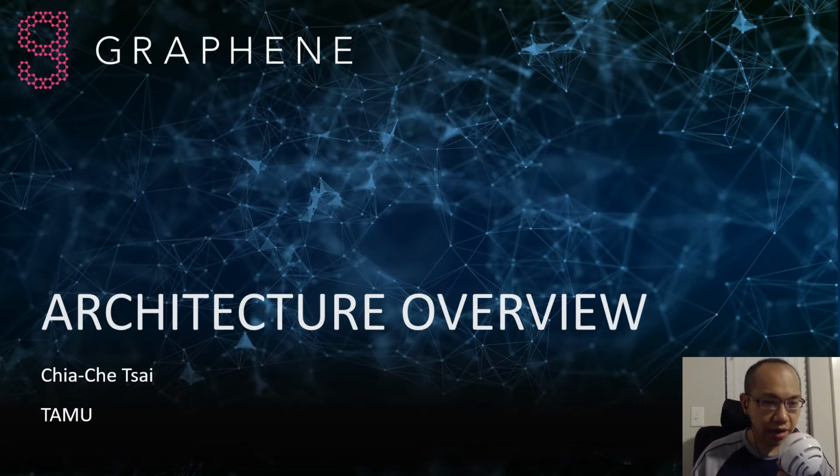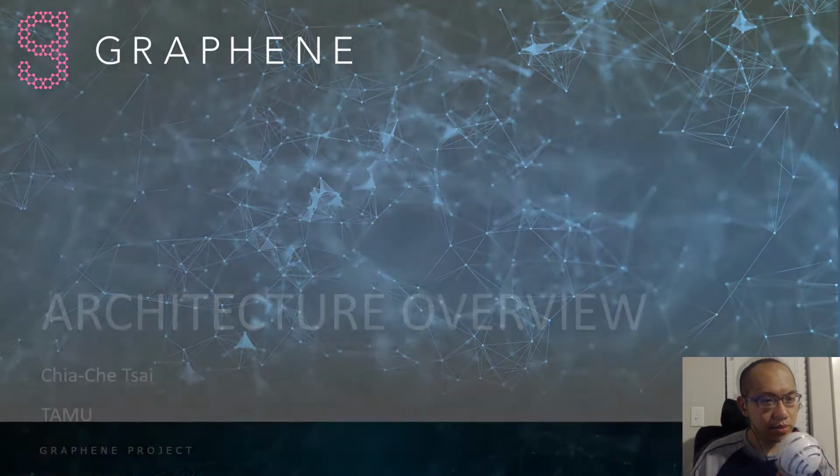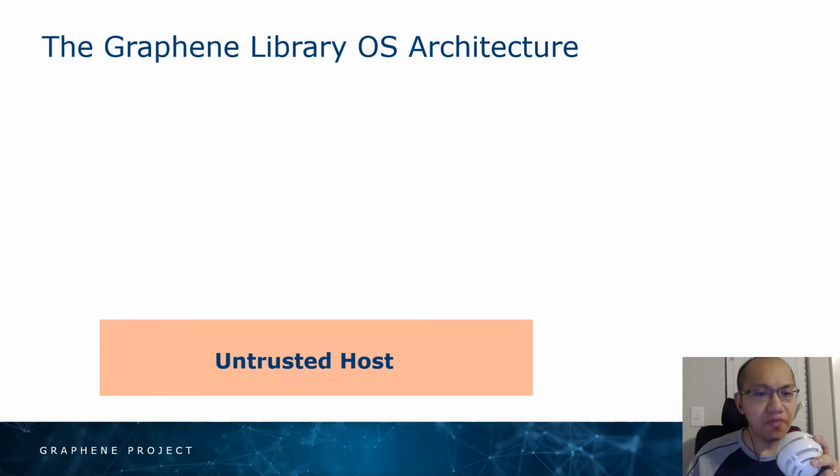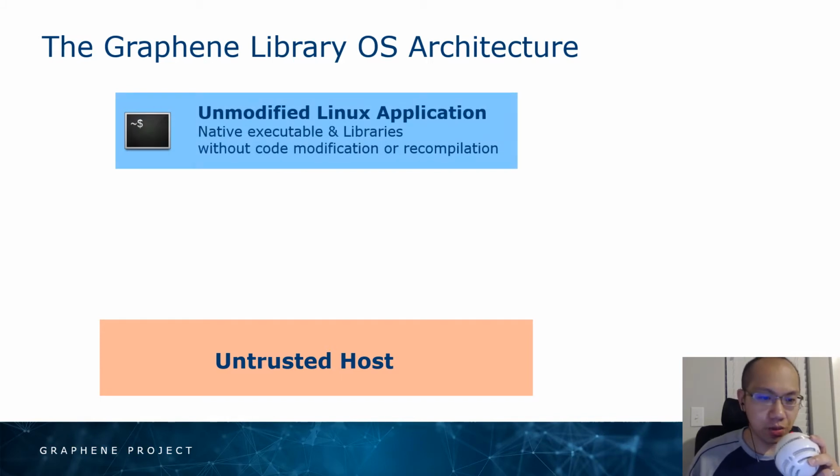I'm Chia-Che, and in this part of the tutorial, I will cover the architecture overview of the Graphene Library OS. The Graphene Library OS architecture is built on top of an untrusted host to run unmodified Linux applications inside a trusted environment. This means we can support native executables and libraries without any code modifications or recompilations.